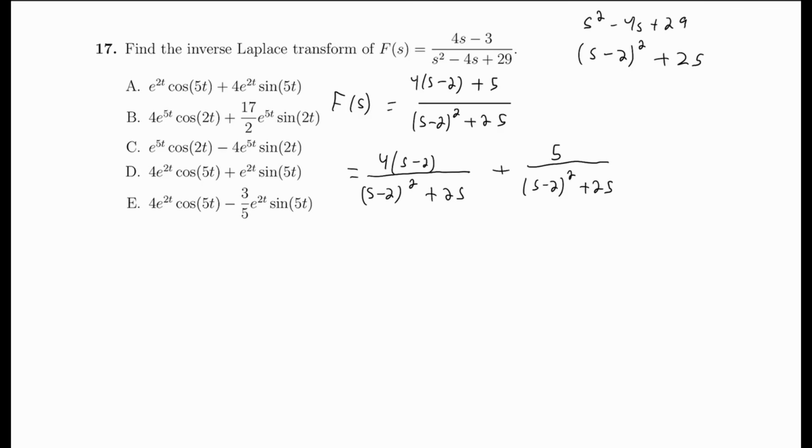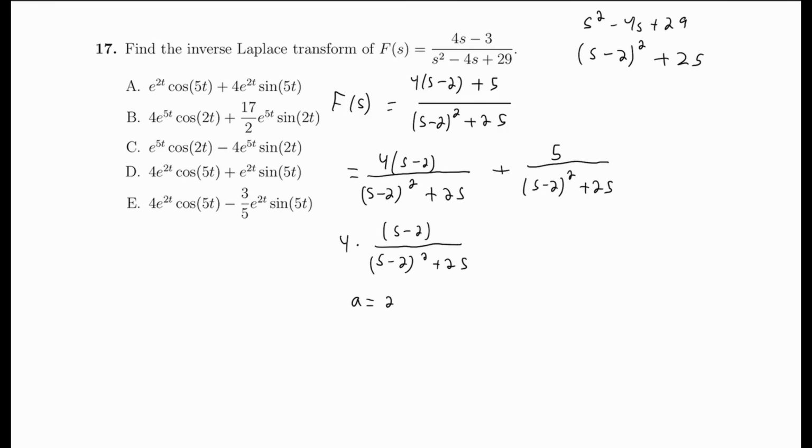Now this should start to look a lot like your sine and cosine forms, numbers 9 and 10 on your Laplace transform sheet, and that is exactly the form that we have here. So starting with this first term, we can pull out the 4 in front, so that's 4 times s minus 2 over s minus 2 squared plus 25. And that is number 10 on the sheet. So that's e to the at cosine b of t. So our a here is equal to 2.